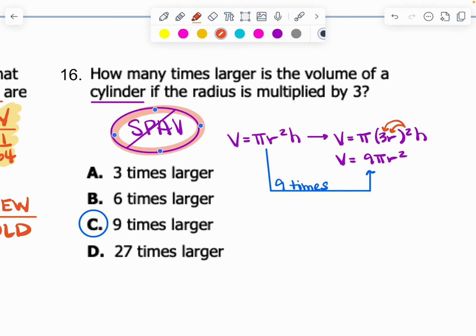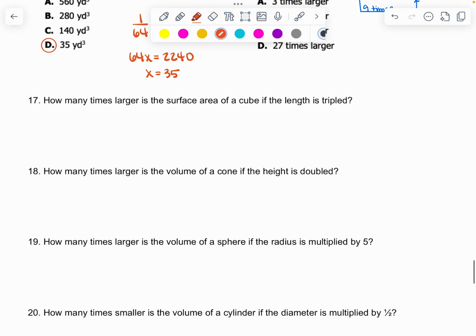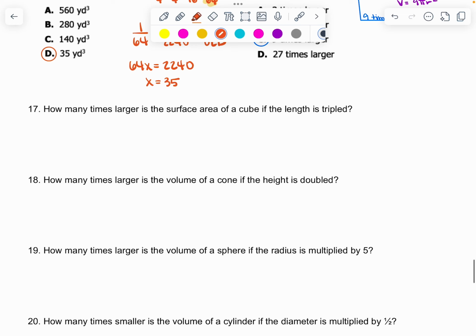So no SPOV here because there's no similarity, because we only affected a single dimension and not all the dimensions. So you want to pay really close attention to the wording, okay?